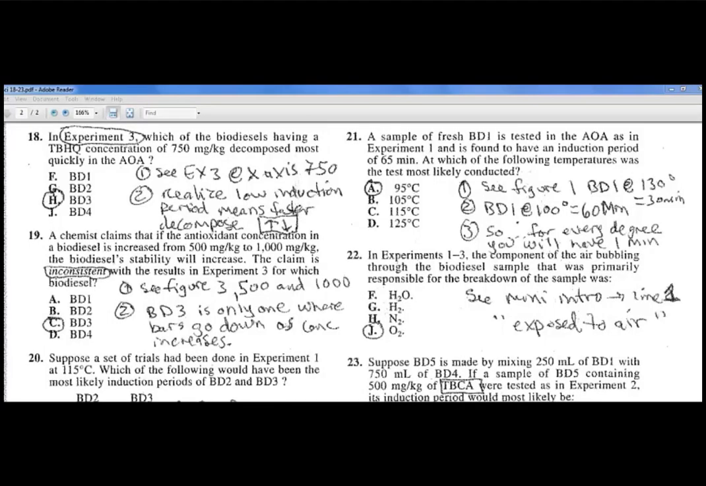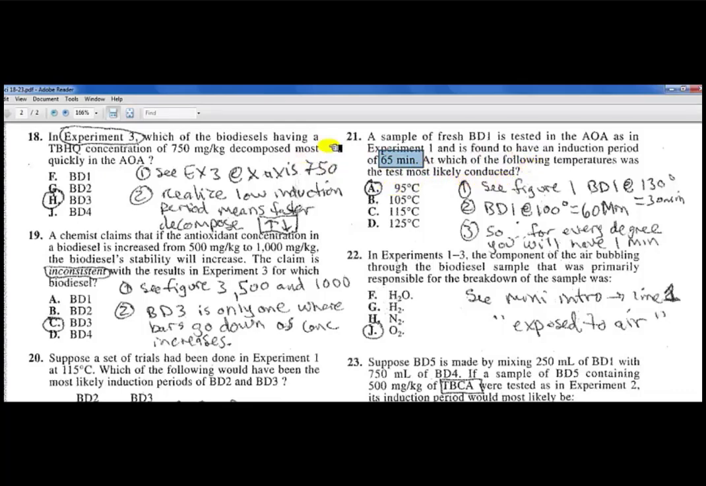Test 68C, Science, practice problem number 21. Number 21 states, a sample of fresh BD1 is tested in AOA in experiment 1 and found to have an induction period of 65 minutes. At which of the following temperatures was the test most likely conducted?